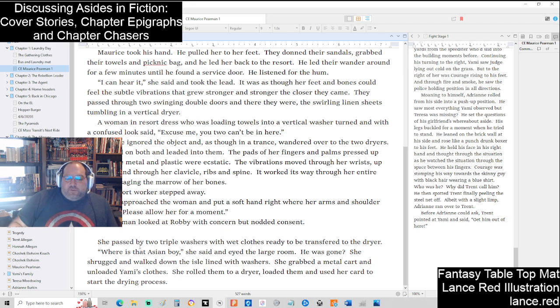She passed by two triple washers with wet clothes ready to be transferred to the dryer. "Where is that Asian boy?" she said and eyed the larger room. Yami. He was gone. She shrugged and walked down the aisle lined with washers. She grabbed a metal cart and unloaded Yami's clothes. She rolled them to a dryer, loaded them, and used her card to start the drying process.